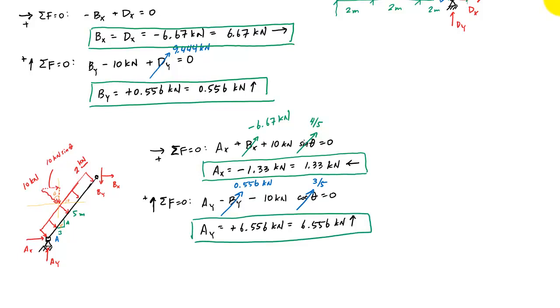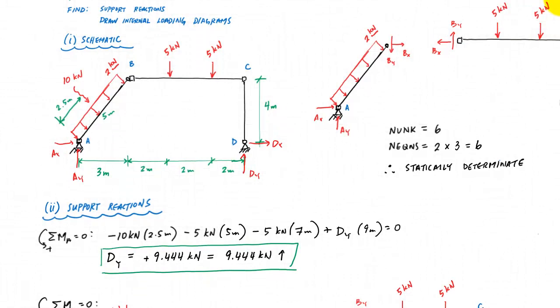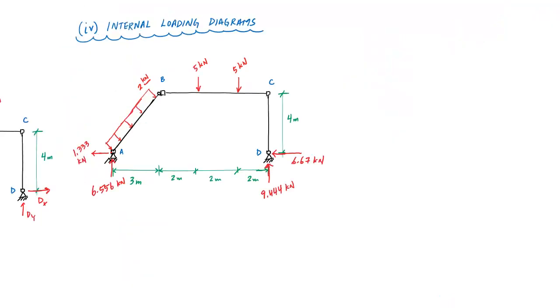And you'll see that if you did the same thing after you got dx and dy, if you did the sum of the forces in the vertical and horizontal for the entire structure here, you should get the same result. So here's my structure with the support reactions drawn in with their correct magnitude and direction and my whole loading. And so I want to find the internal shear, moment, and axial force diagrams for members AB, BC, and CD.